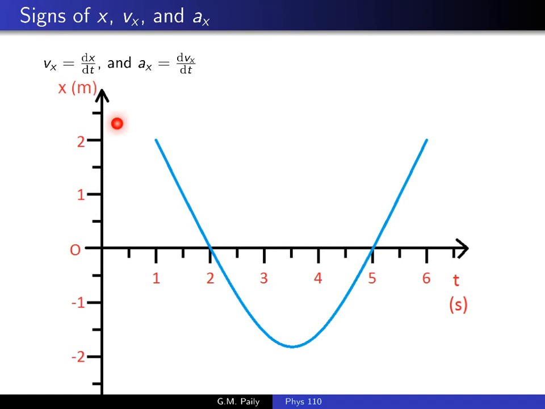So, in terms of the motion, it's first heading in the negative x direction, slowing down, coming to a stop, and then swinging back in the positive x direction. All this information is contained in the graph and its slope.